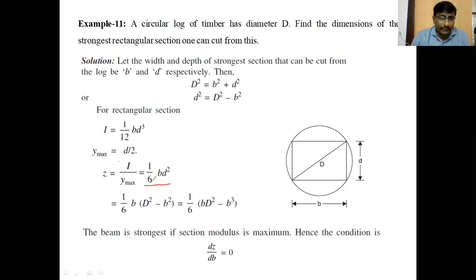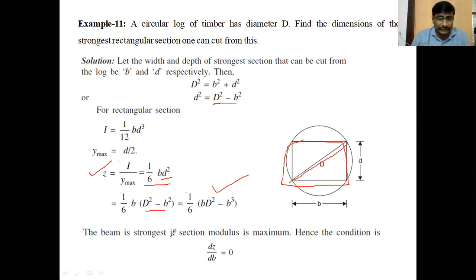So it is 1 by 6 into b as it is, and in place of d squared we substitute capital D squared minus small b squared. Capital D is the diameter of the timber beam from which we are cutting the rectangular section. So Z equals 1 by 6 into b times (D squared minus b squared), that is 1 by 6 (bD squared minus b cubed). This is the equation for the section modulus of the rectangular section in terms of the diameter of the circular section.